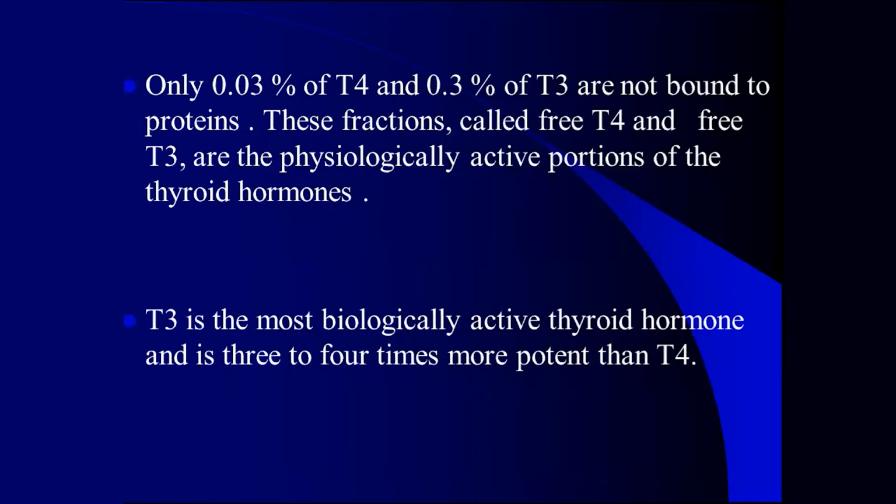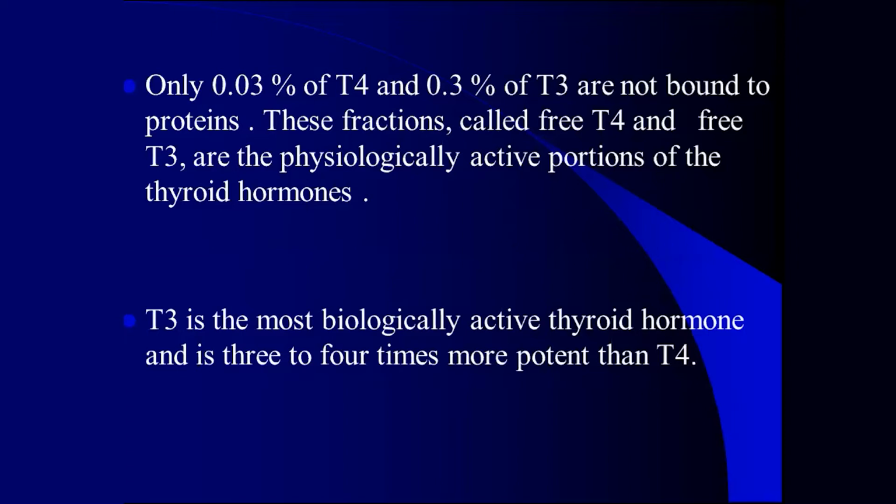Only 0.03% of T4 and 0.3% of T3 are not bound to proteins. Hence, these fractions are called the free T4 and free T3, and these are the physiologically active forms of the hormones. The rest of the hormone, which is bound to the protein, whether it is thyroid binding globulin, transthyretin or thyroid binding albumin, are actually the physiologically inert forms of the hormones. So FT3 and FT4 are more important than total T3 and total T4. And amongst FT3 and FT4, FT3 is the more biologically active thyroid hormone. It is about 3 to 4 times more potent than T4.